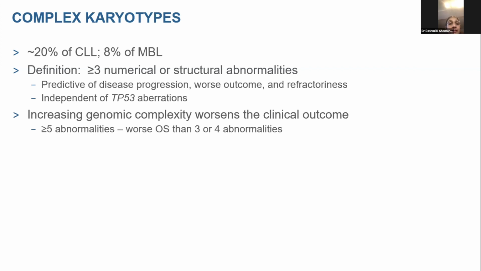The definition is the same as in other neoplasms: 3 or more numerical or structural abnormalities. The presence of complex karyotype predicts for disease progression and worse outcome, and this prognostic impact is independent of the presence of TP53 aberration. In addition, the degree of complexity is also important. For example, CLL with three abnormalities does much better than CLL with 4 or 5 abnormalities. Next slide.